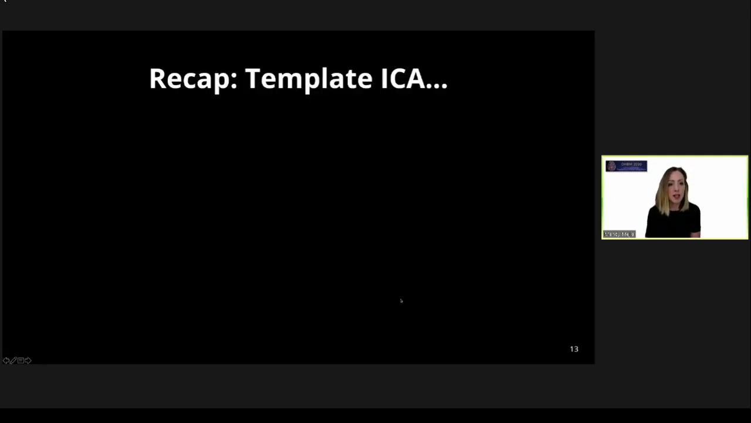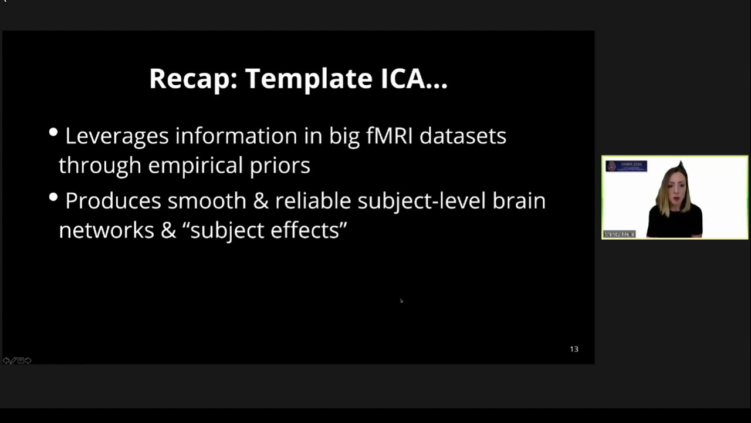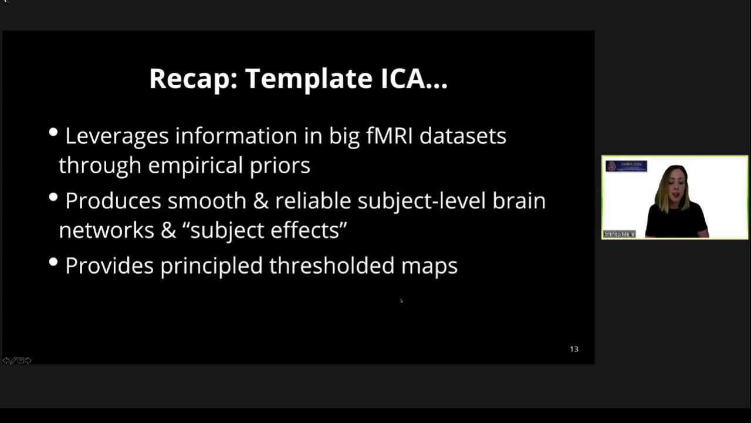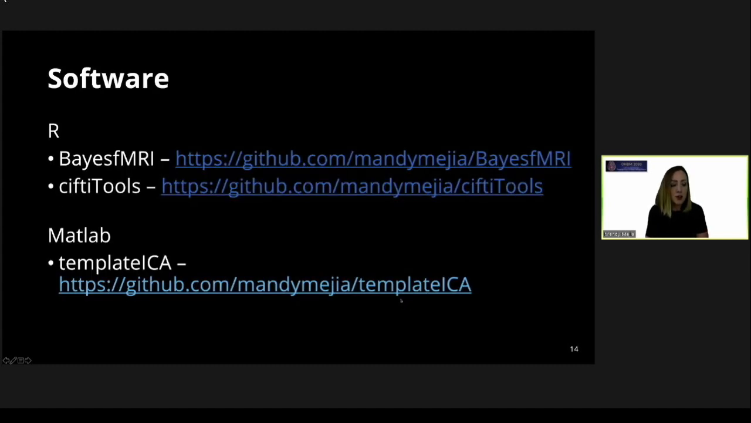So just to recap, template ICA leverages information in big fMRI data sets through empirical population priors. As we've seen, it produces smooth and reliable subject-level brain networks and subject effect maps. It can also be used to provide principled thresholded maps for quantification and visualization. And it's also computationally efficient. The model can be estimated in a matter of a few minutes. The template ICA method is implemented in both R and MATLAB through the RBayesfMRI package and the MATLAB template ICA toolbox. So feel free to check those out if you're interested.